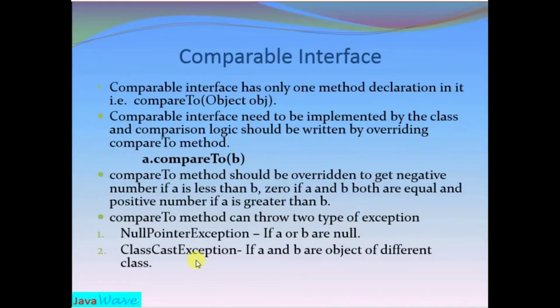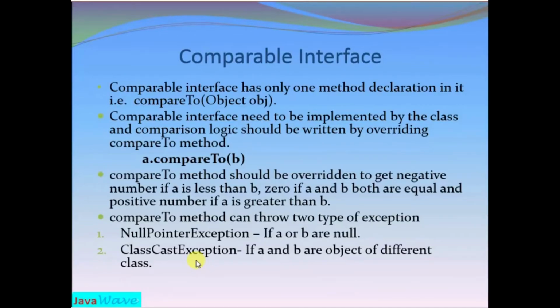The Comparable interface has only one method declaration in it, and that is compareTo. The Comparable interface needs to be implemented by the class, and the comparison logic should be written by overriding the compareTo method, like a.compareTo(b), where a and b are getting compared. The compareTo method should be overridden to return a negative number if a is less than b, 0 if a and b are both equal, and a positive number if a is greater than b.